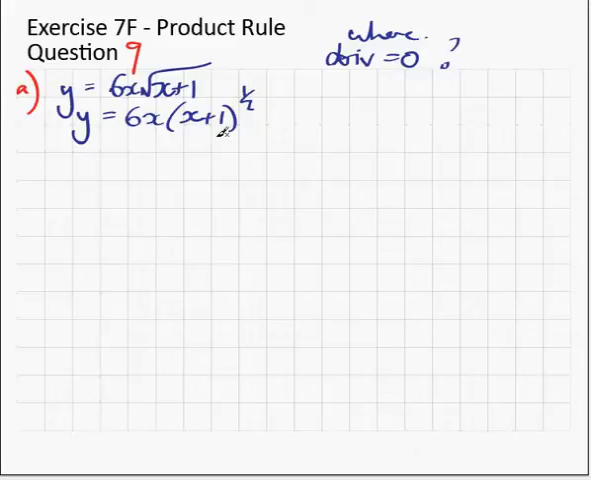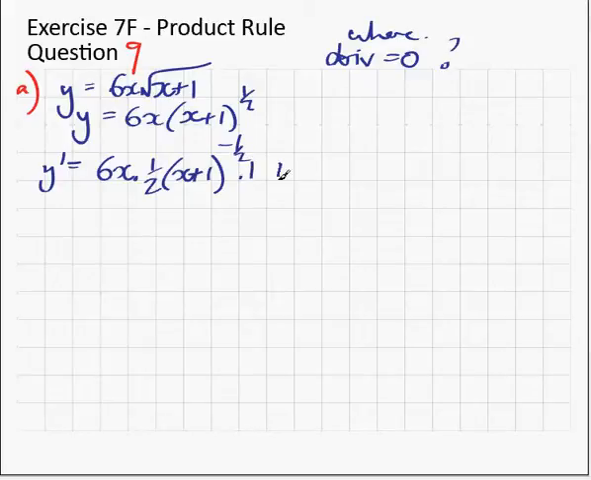Now I can see that I've got a product rule, so I can go the first term times the derivative of the second plus the second times the derivative of the first. Rewrite this first to see what I've got.